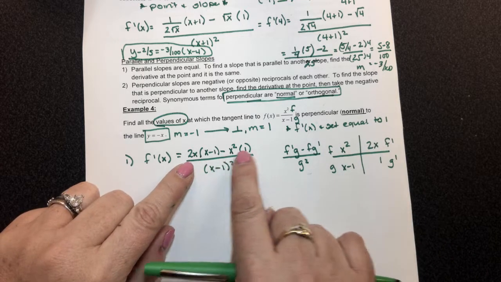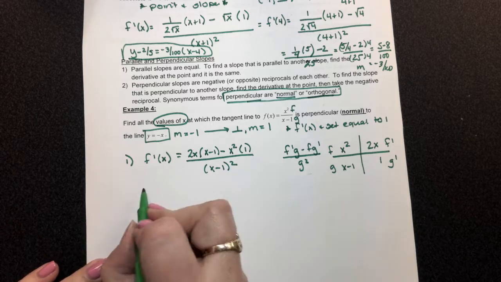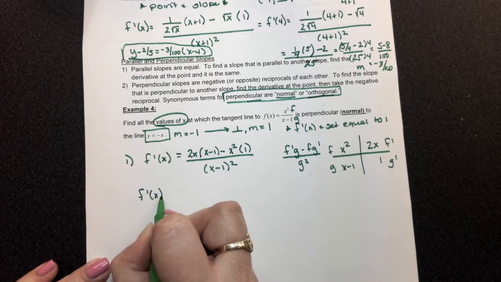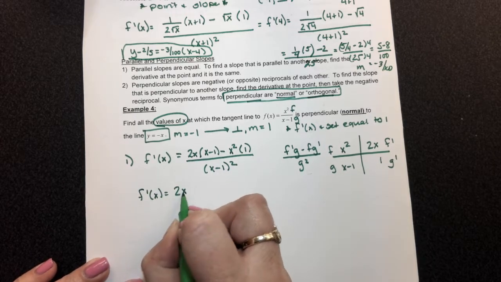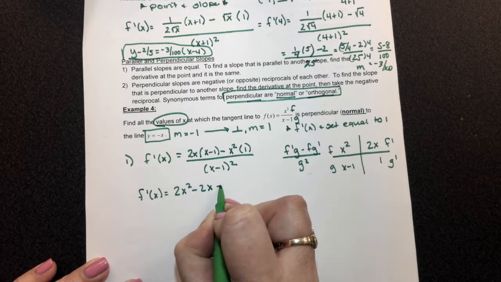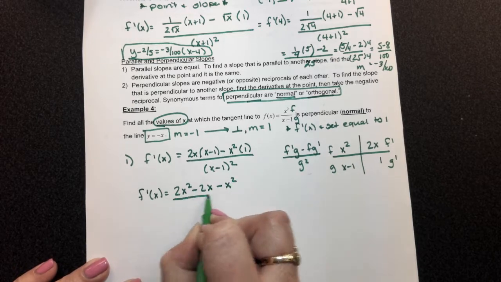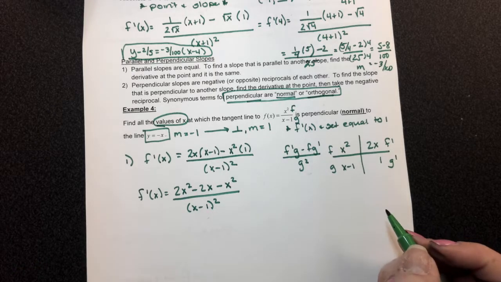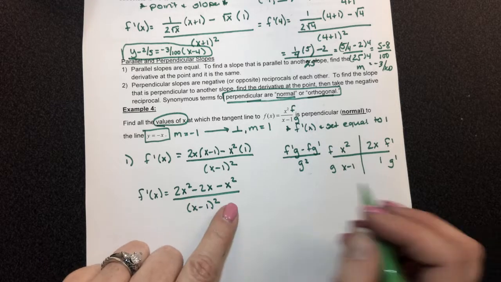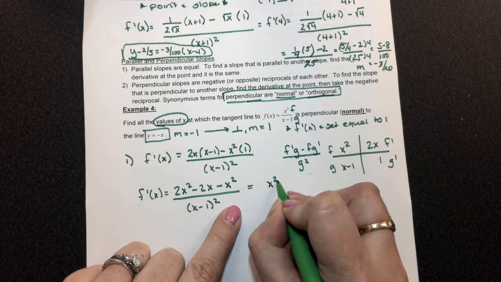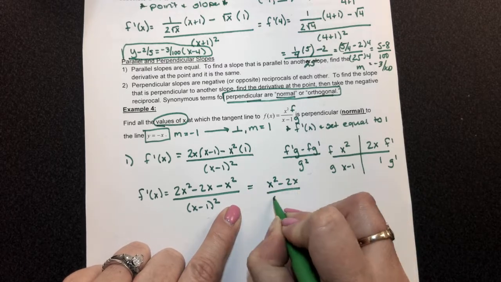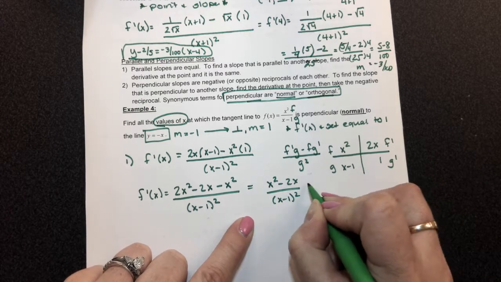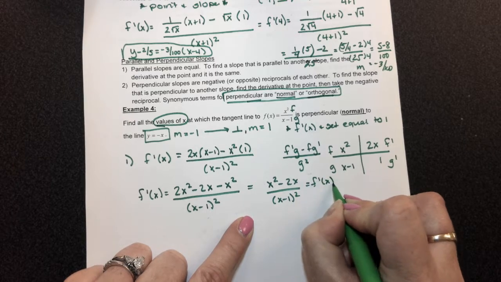So I am going to have to simplify this numerator as much as I can. I'm going to take my 2x and distribute, so that's going to give me 2x squared minus 2x minus x squared in the numerator, all over my x minus 1 to the second. Combine my like terms in the numerator, that gives me x squared minus 2x over x minus 1 to the second. There's my derivative.